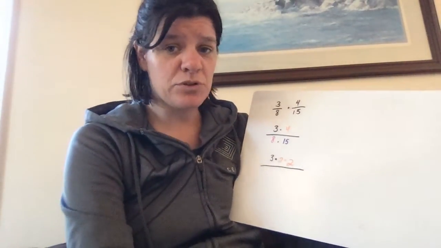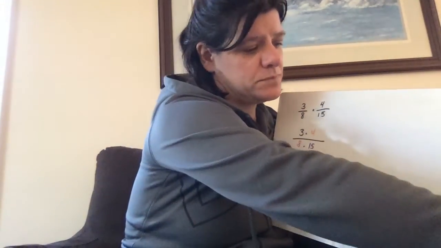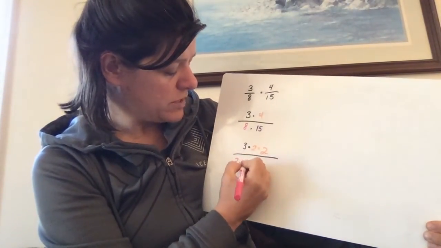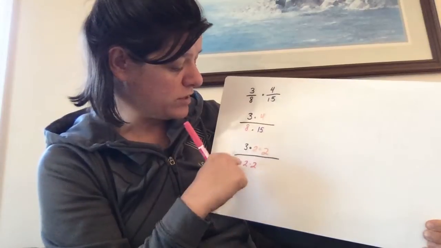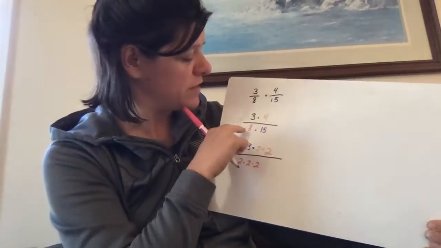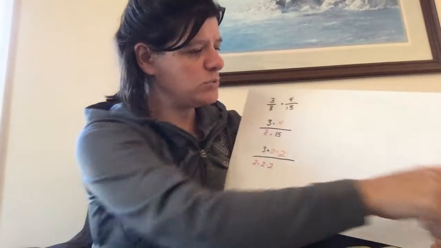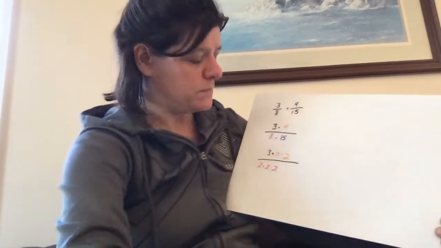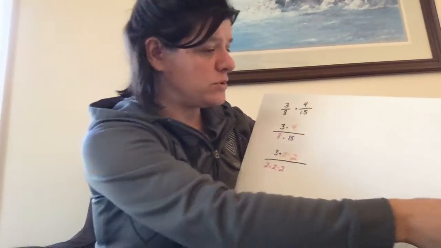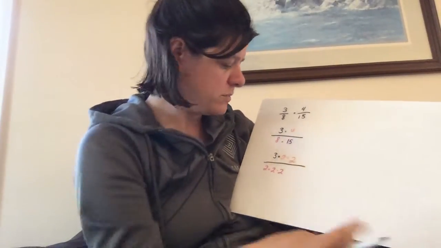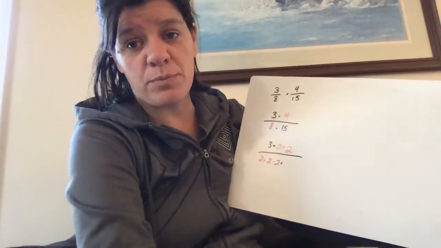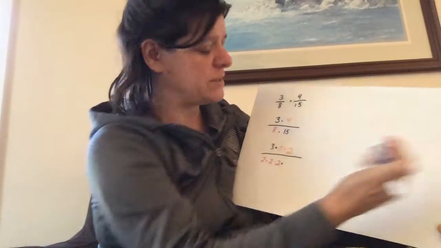Okay, and then I'm going to rewrite that 8 as 2 times 2 times 2, right? 2 times 2 is 4, 4 times 2 is 8. So I just took this 8 and I rewrote it as 2 times 2 times 2. Okay, and then I'm going to rewrite this 15 as the prime numbers that multiply to make that, which is 3 times 5.